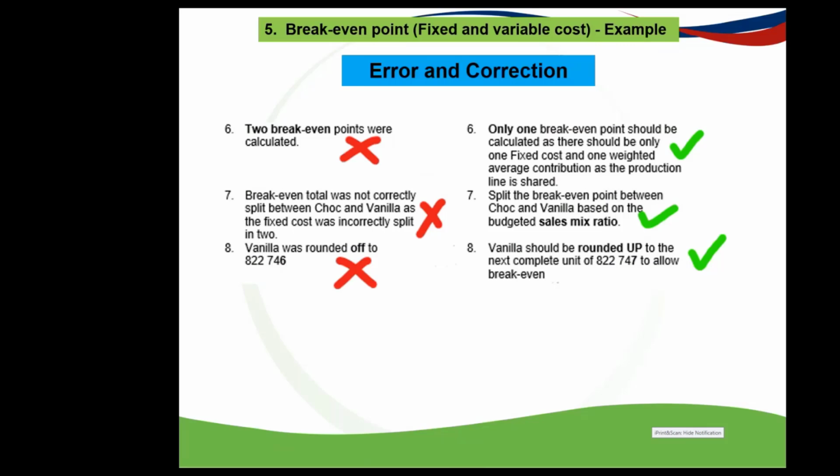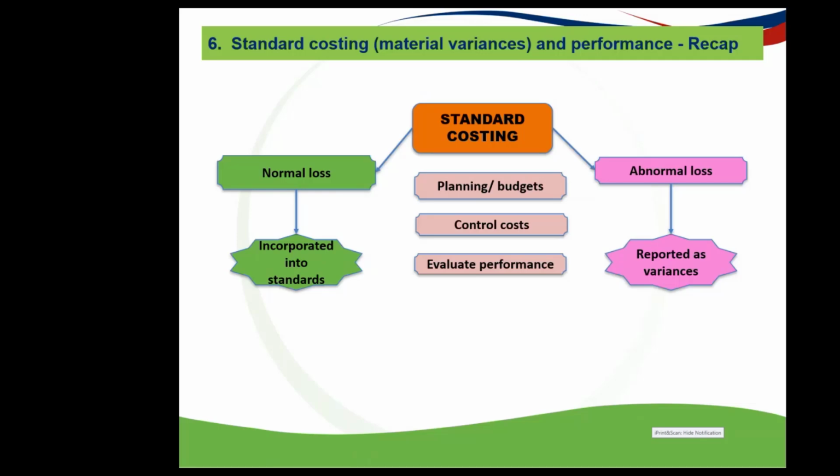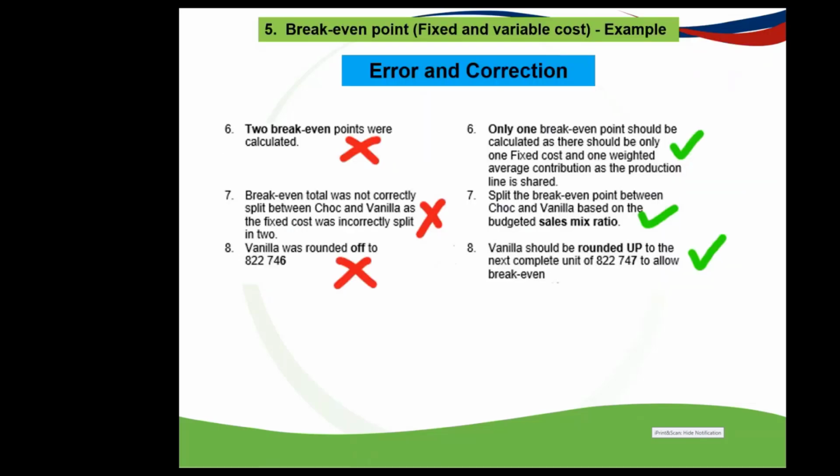So remember, never do 2 break-even points when you've got a sales mix, when you've got something like chocolate and vanilla. Don't split, in other words, your fixed cost. You do 1 break-even point, and at the end, you'll split that up using your weightings. Okay. Were there any questions up to here?